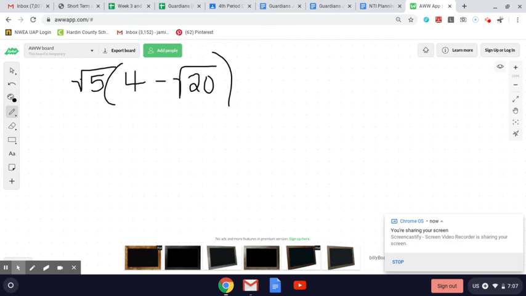Good morning. Today I'm going to have a video here of how to multiply radical expressions and how to use what's called conjugates. I'm going to try to make it quick.